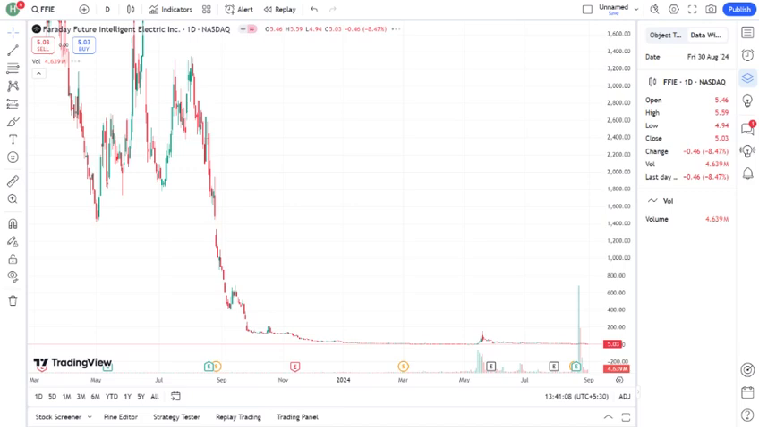Risks. Now, let's discuss the risks. The biggest risk with FFIE is whether they can successfully scale up production. The EV market is incredibly capital-intensive, and Faraday Future needs to secure significant funding to keep operations going. Additionally, the company's ability to capture market share against established competitors is still a big question mark.